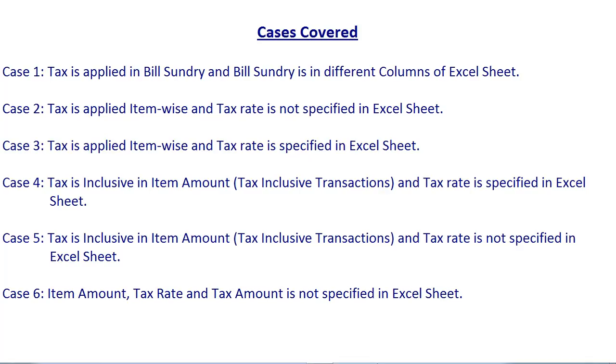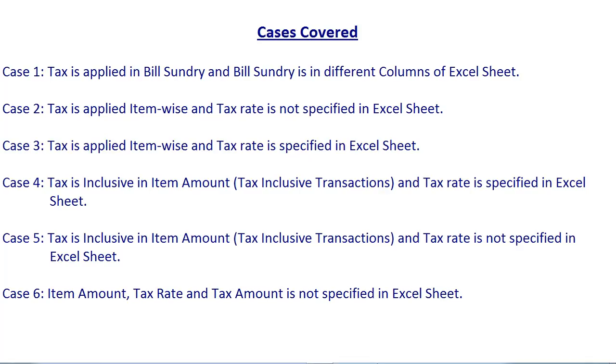That is, in case 2 or 3, tax is applied item wise, and in one case tax rates are specified in Excel sheet, but in other case tax rates are not specified in Excel sheet and they will be picked from item master. Case 4, tax is inclusive in item amount, that is, tax inclusive transactions and tax rate is specified in Excel sheet. Similarly, case 5, tax is inclusive in item amount, tax inclusive transactions and tax rate is not specified in Excel sheet.